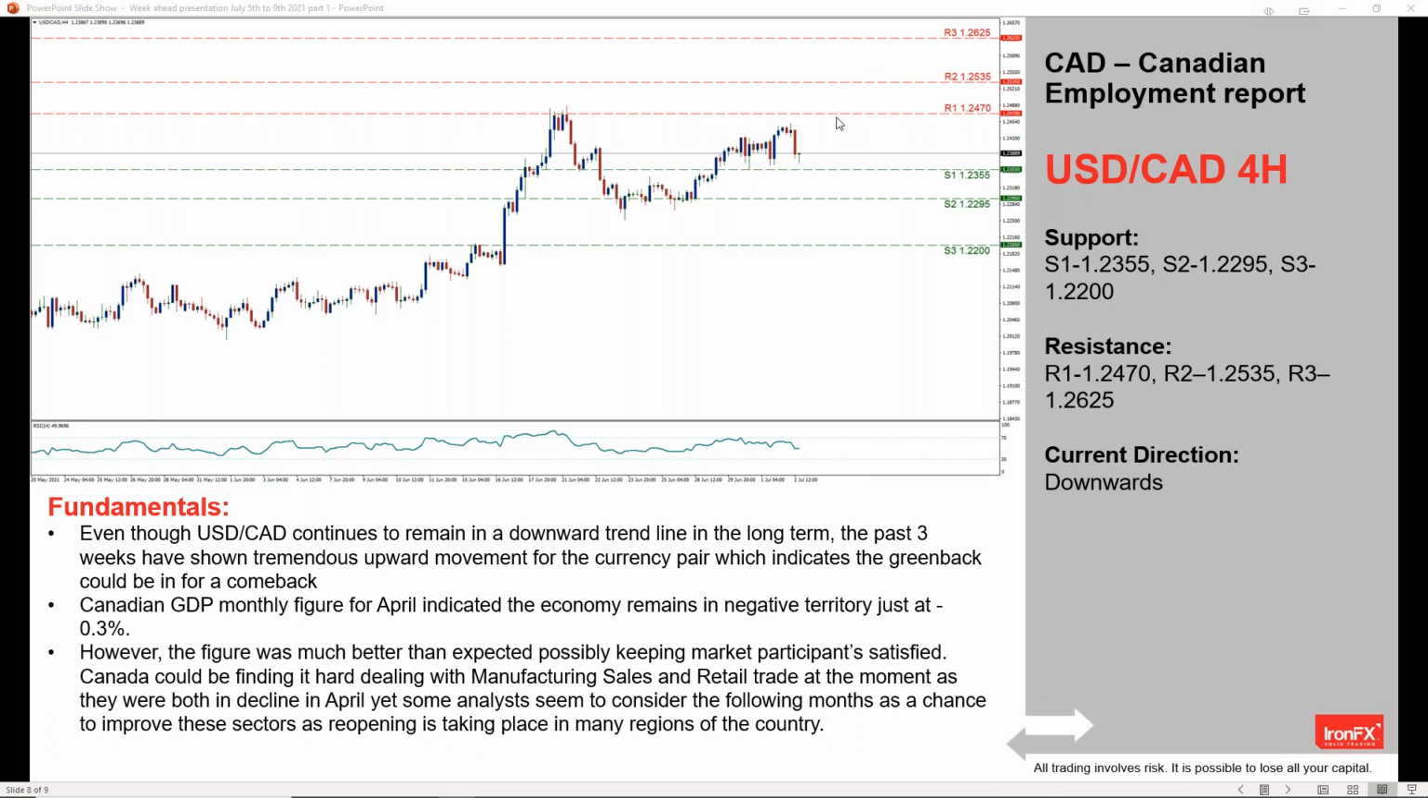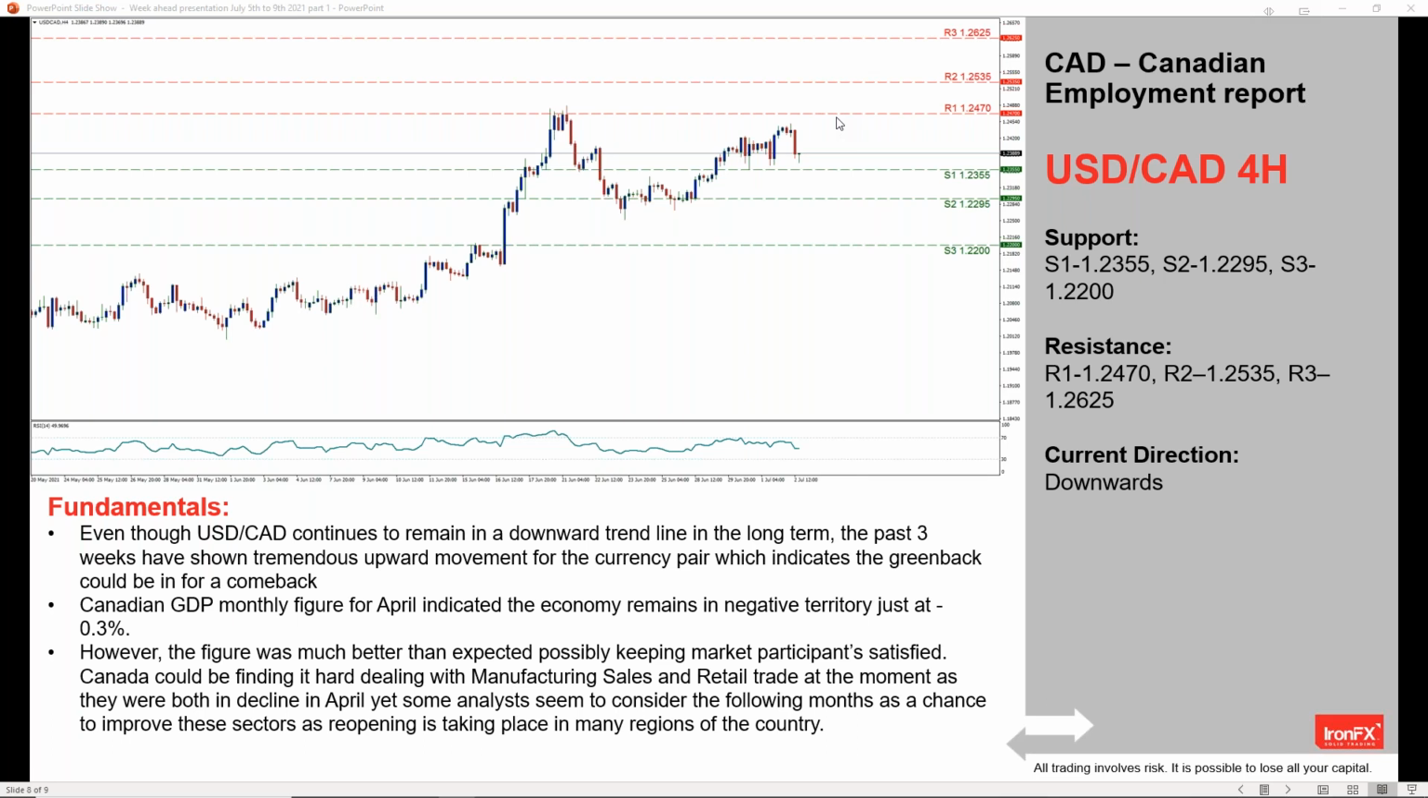Canada could be finding it hard dealing with manufacturing sales and retail trade at the moment, as they were both in decline in April. Yet some analysts seem to consider the following months as a chance to improve these sectors as reopening is taking place in many regions of the country.